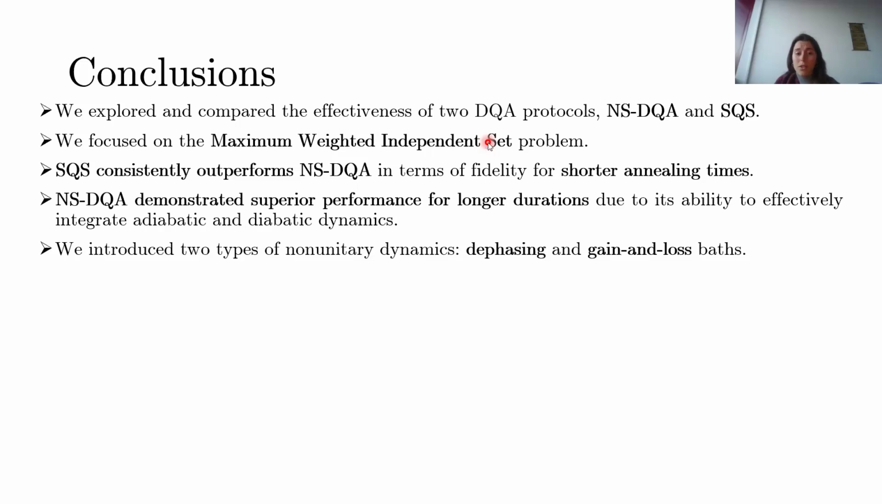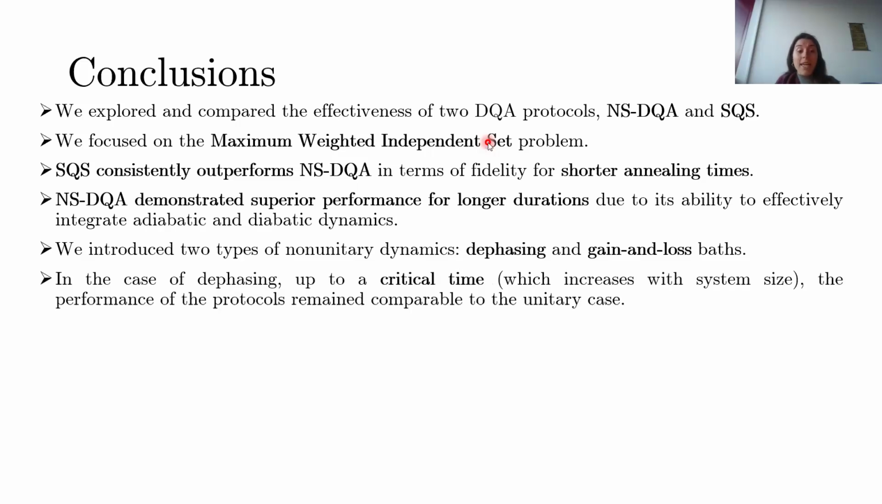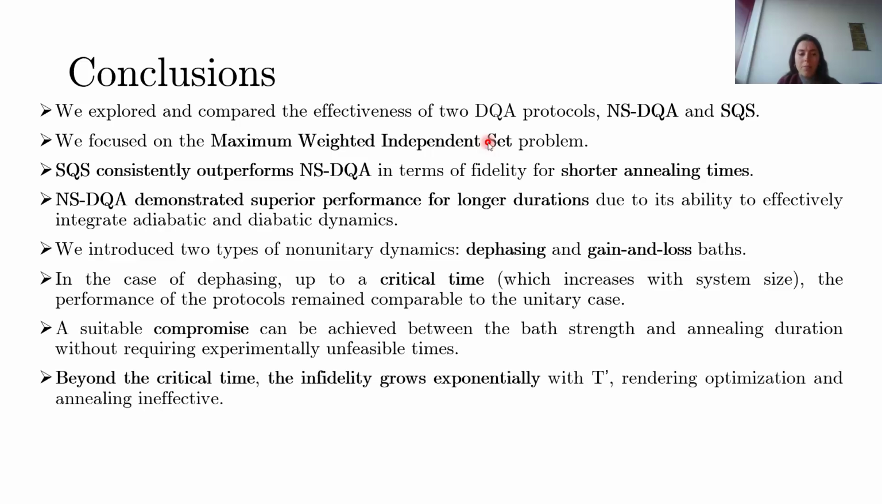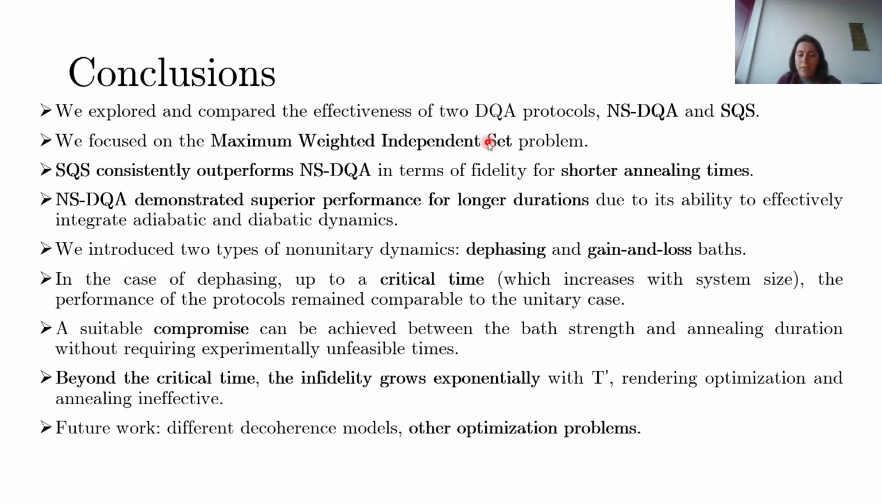We introduced two types of non-unitary dynamics, dephasing and gain and loss bath. In the case of dephasing, up to a critical time, which increases with system size, the performance of the protocols remained comparable to the unitary case. A suitable compromise can be achieved between the bath strength and the annealing duration without requiring experimentally infeasible times. Beyond the critical time, the infidelity grows exponentially with T prime, rendering the optimization and annealing ineffective.